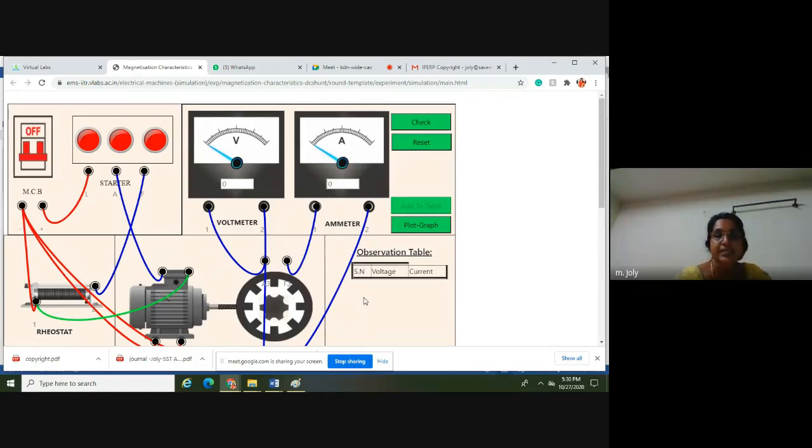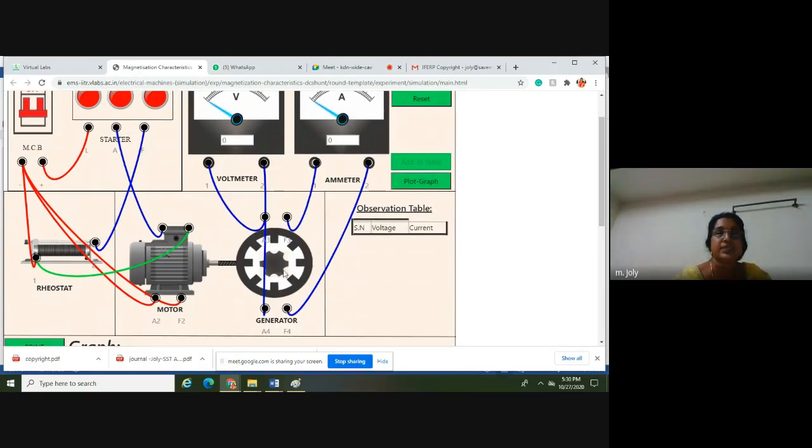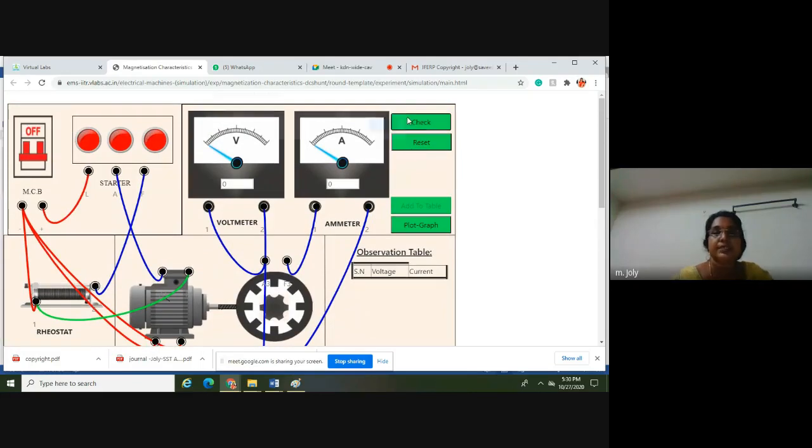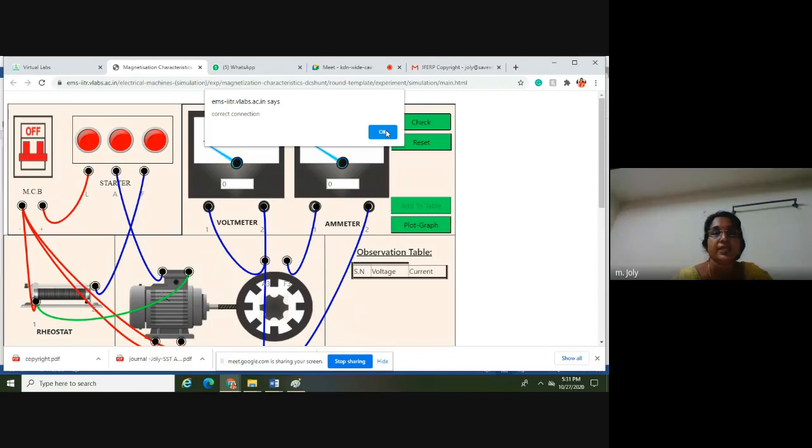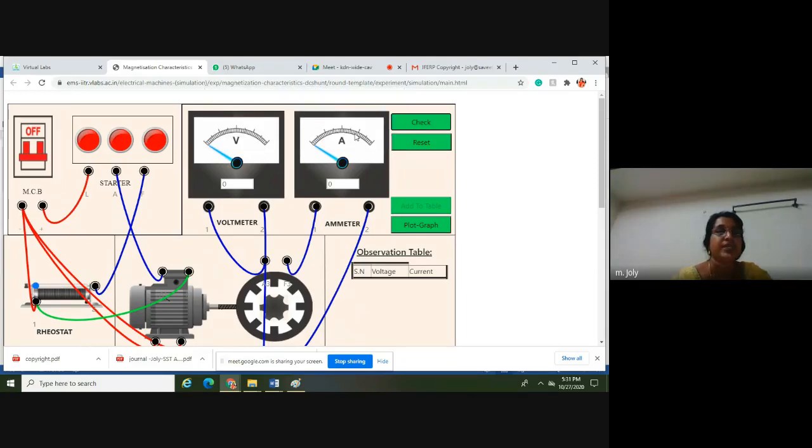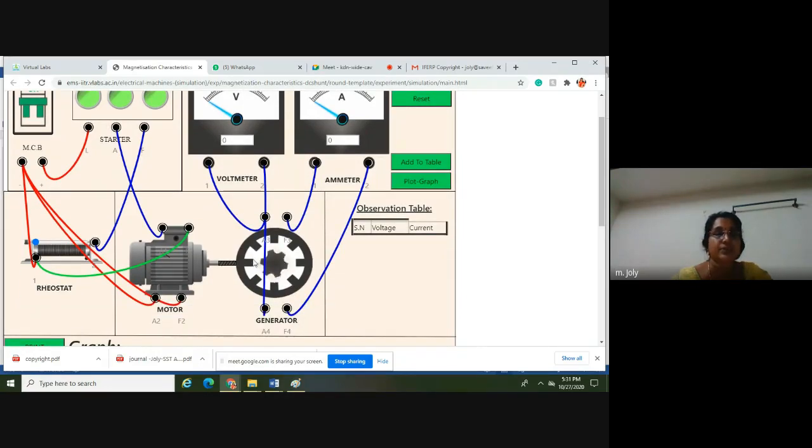Now we will be checking. So all the connections are given. Now check, you have to click. It is coming as correct connection. Then you have to press OK. Then you have to just click, so it will be in on position. So see, the generator is rotating.